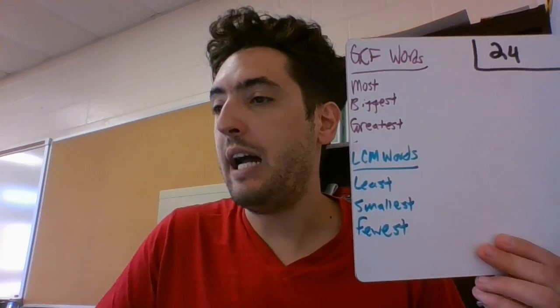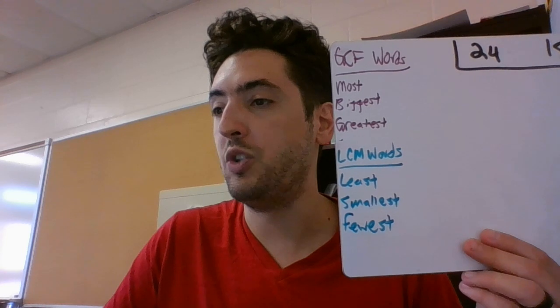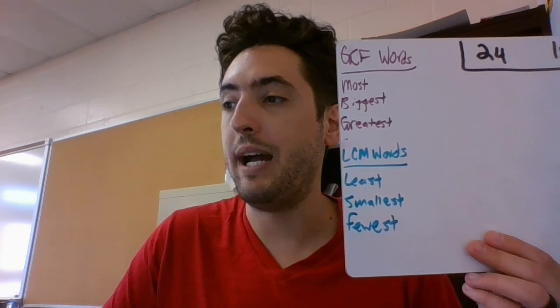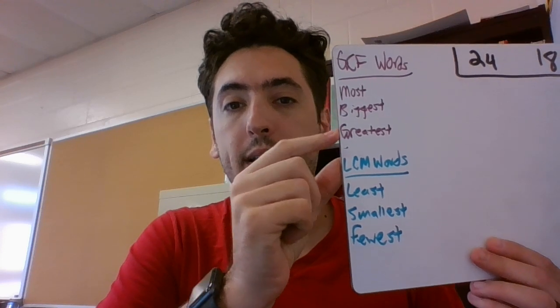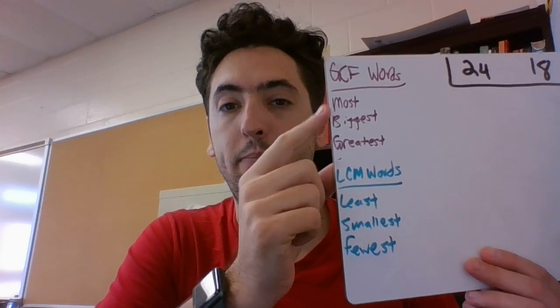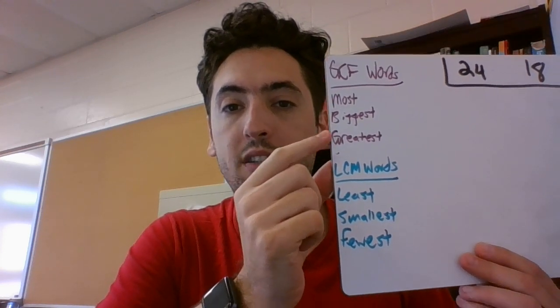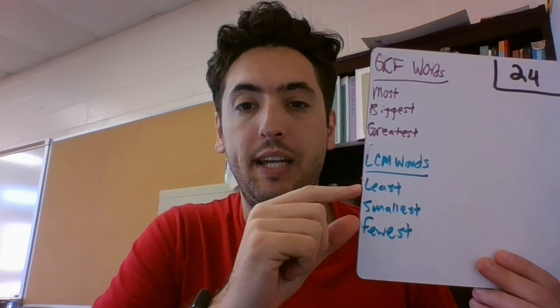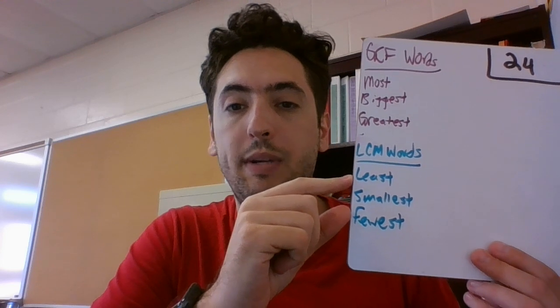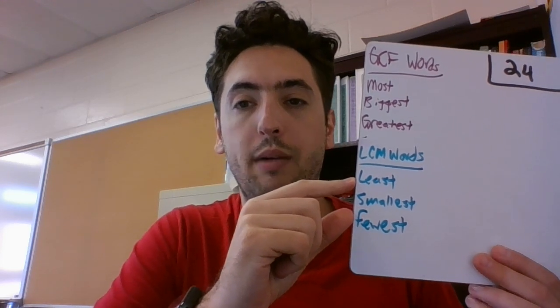So if I read the last sentence of this one, it is, what is the greatest number of goodie bags Natalie can make? And so words that kind of sound like they're making things bigger, so in this case we have greatest, are always greatest common factor problems. If it seems like it's making it smaller, that's always going to be a least common multiple problem.